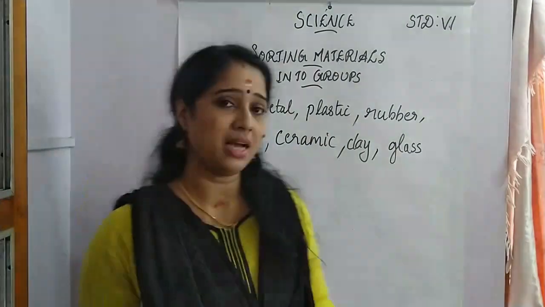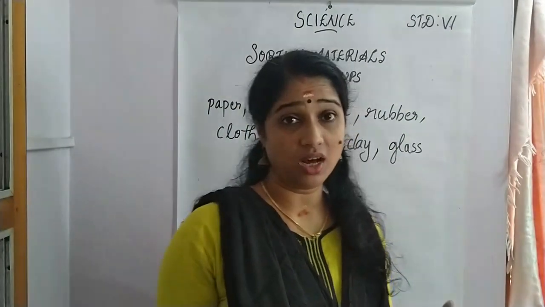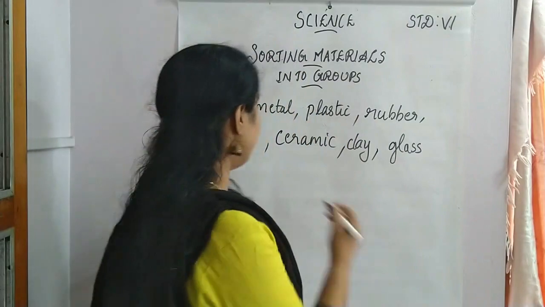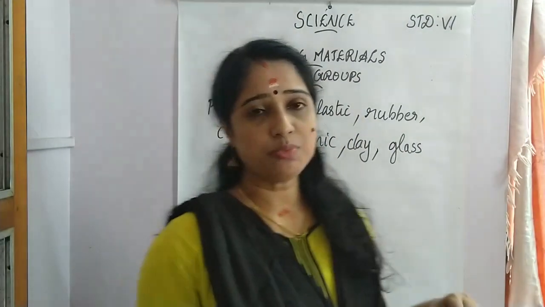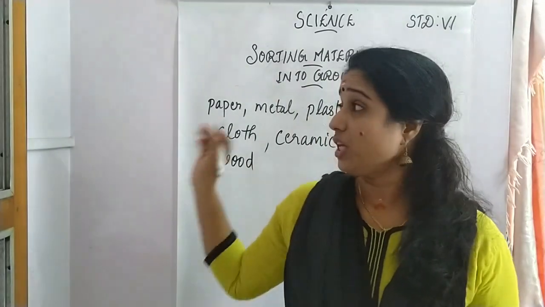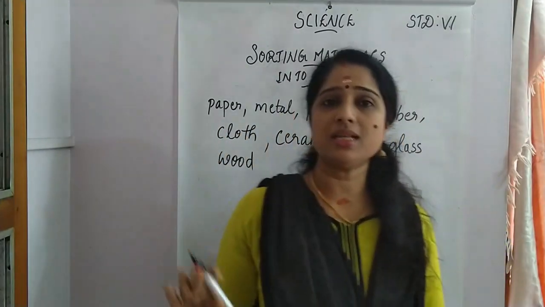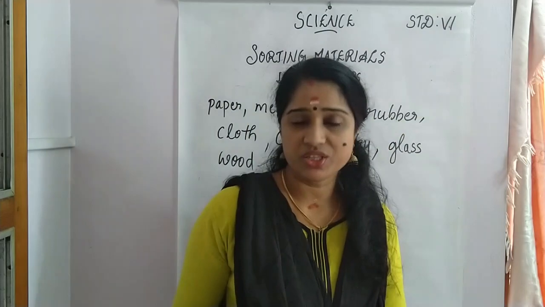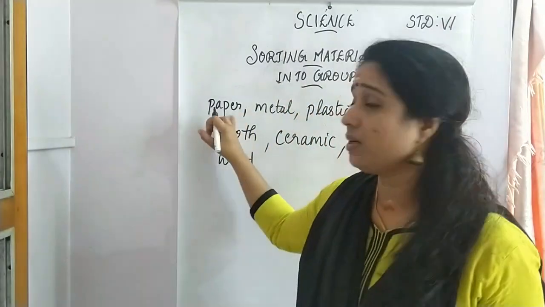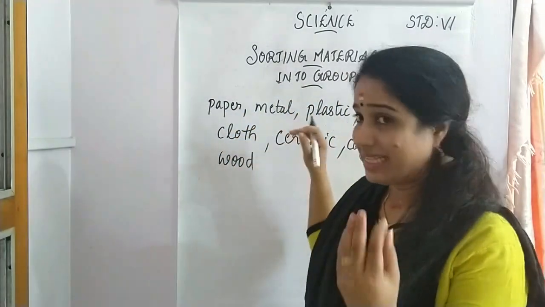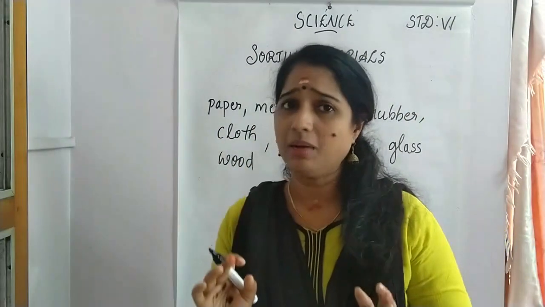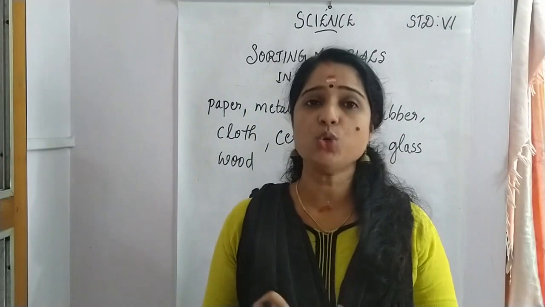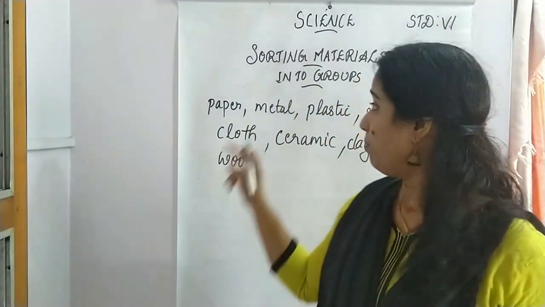Paper, plastic, metals, glass, and wood. Likewise, different types of materials are there, and by using all these materials we are making objects. By using paper we are making books. By using metal we can make so many things. For example, kitchen vessels or utensils are made up of metal.